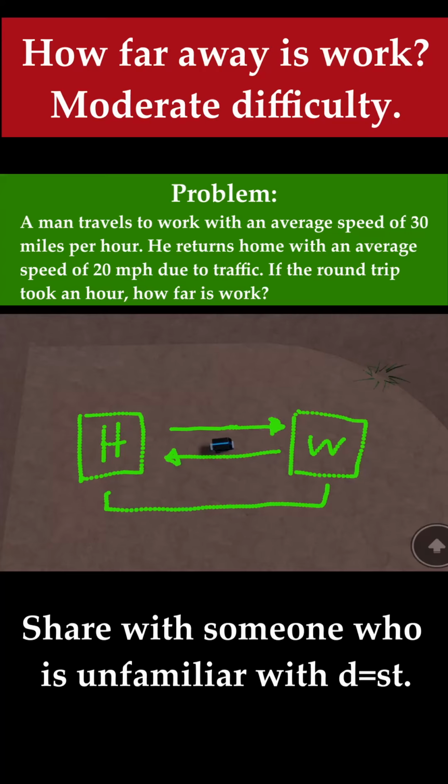Let's write down what we know in this problem. So when he's going from home to work, he traveled at 30 miles per hour. And then on the way back, he traveled with an average speed of 20 miles per hour. We don't know how far apart they are right now. That's what we want to know. So I'll call that x for the distance, x miles.